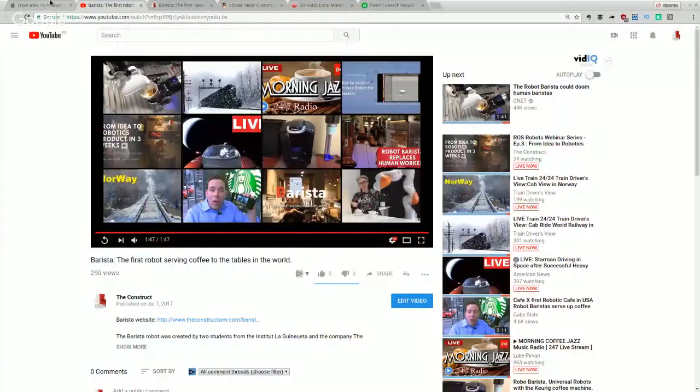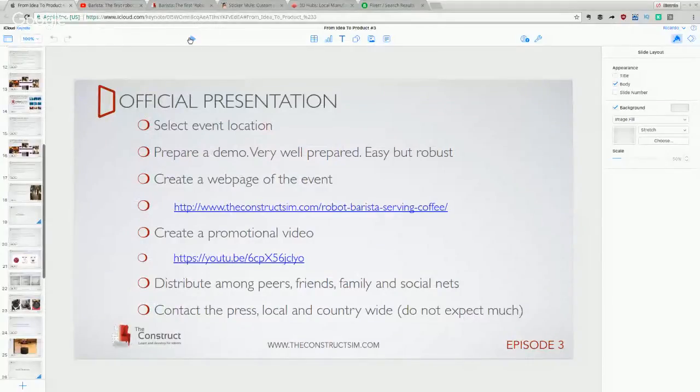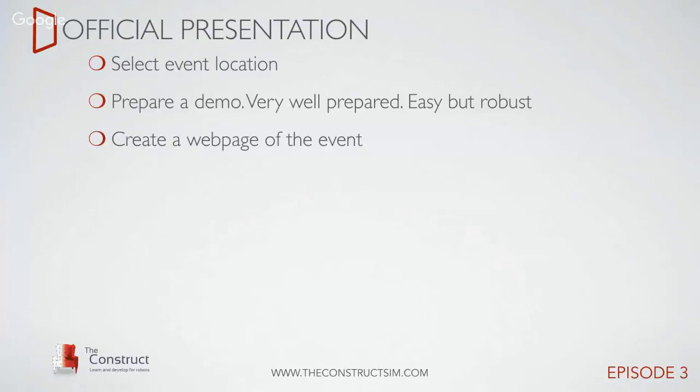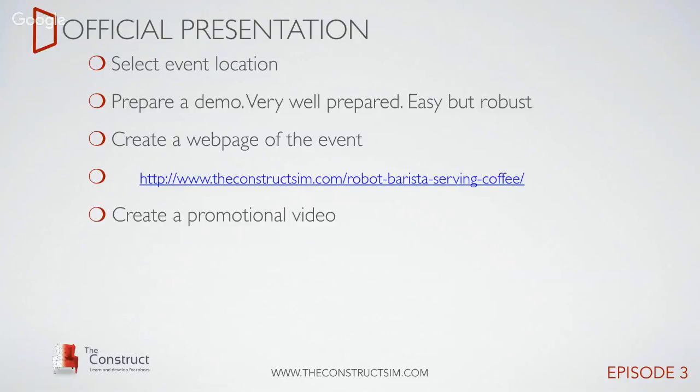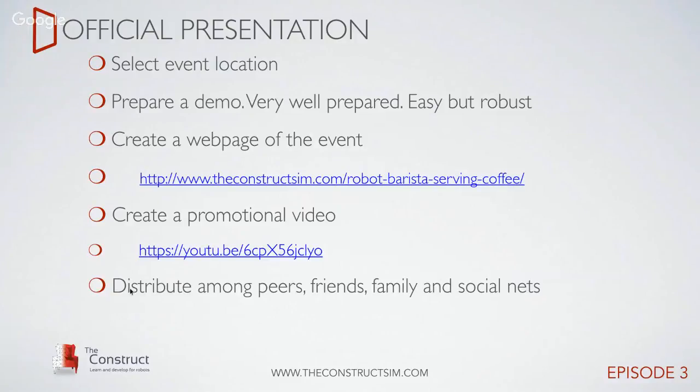So have a look. Finally, we are about to finish. Okay, official presentation here, event, then promotional video, then distribute this among peers, friends, family and social networks. You want your friends and family to support you at the presentation. You need to convince them to come, even if they are not interested in the product, because you need to show that a lot of people are going there.